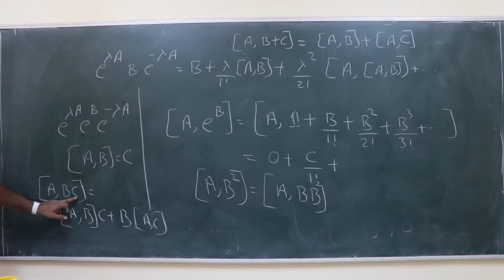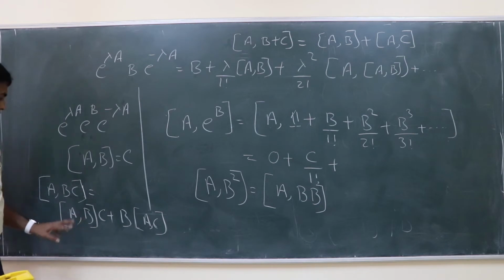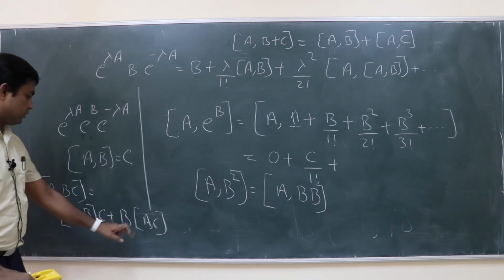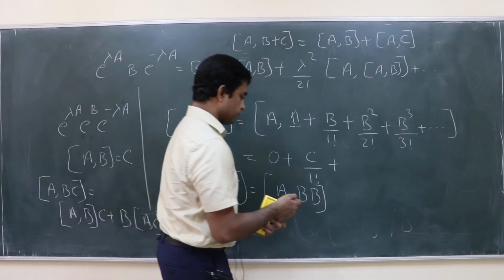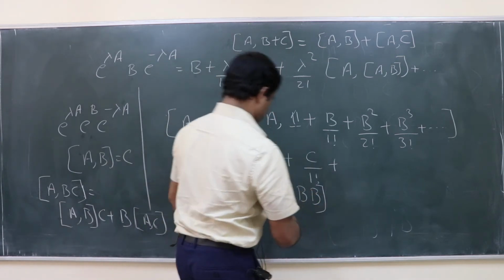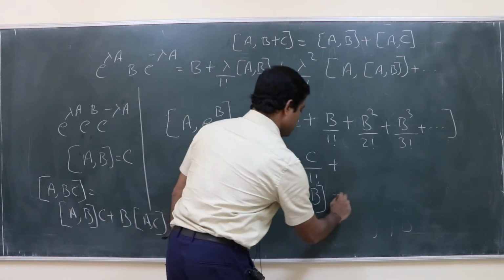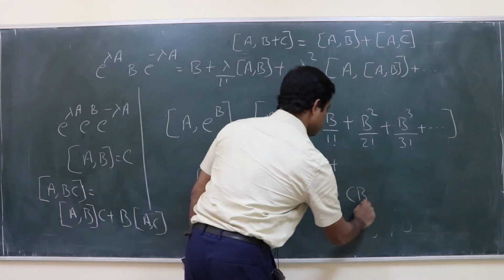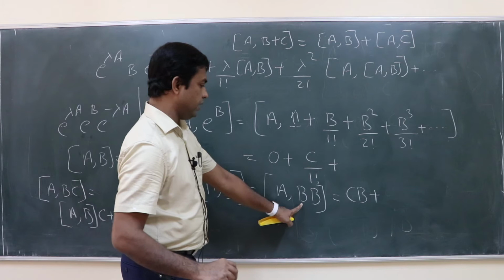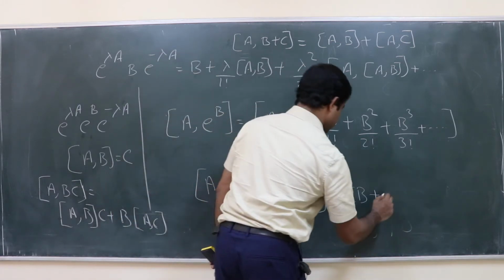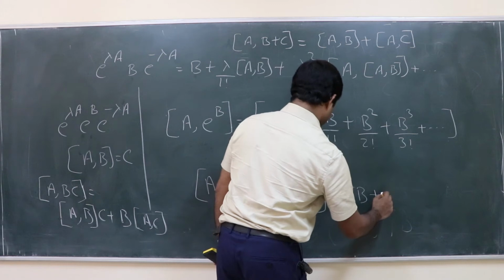So the commutator of a with bc is equal to: first you put this c on the right-hand side, then a with b, and you put this b on the left-hand side, then a with c. This we have derived in one of our earlier classes. So you can apply this formula here. Instead of c you have b. So this is equal to c b plus b c, since the commutator of a with b is c, and then again the commutator of a with b, so that is a with b c. So what you get in the next one is bc.